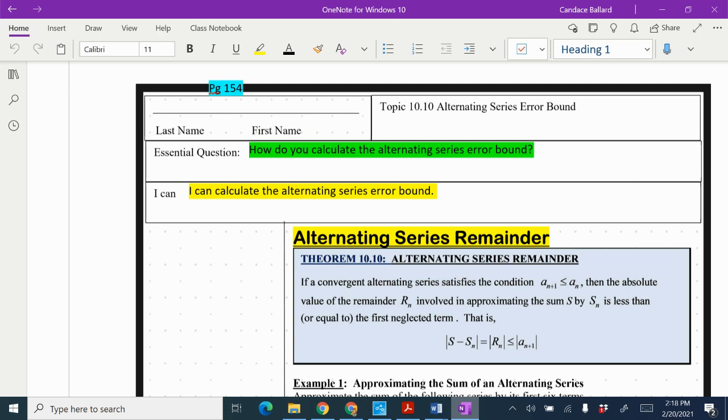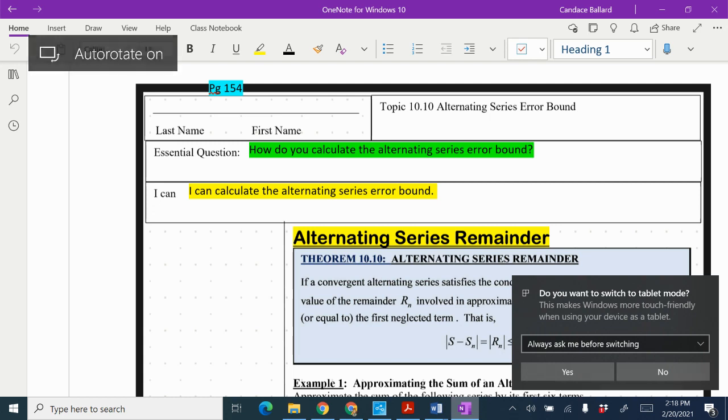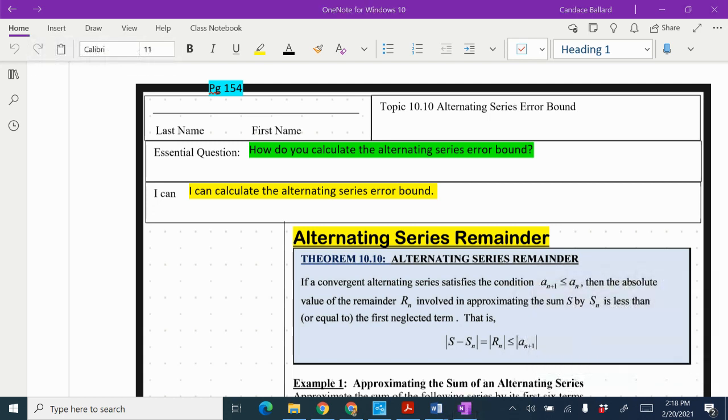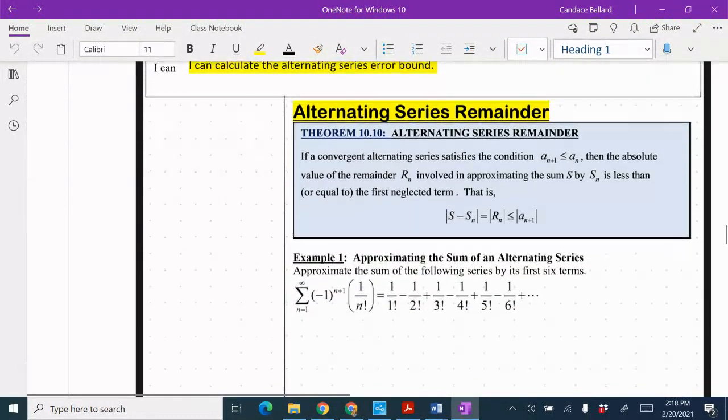In this video, we're going to talk about topic 10.10, alternating series error bound. And we're going to calculate the alternating series error bound in this lesson. So we're going to start by talking about the theorem of the alternating series remainder.